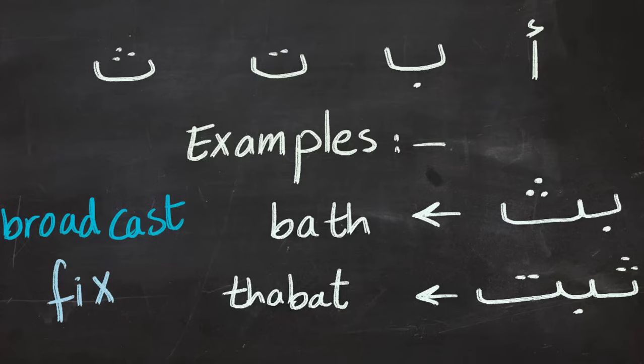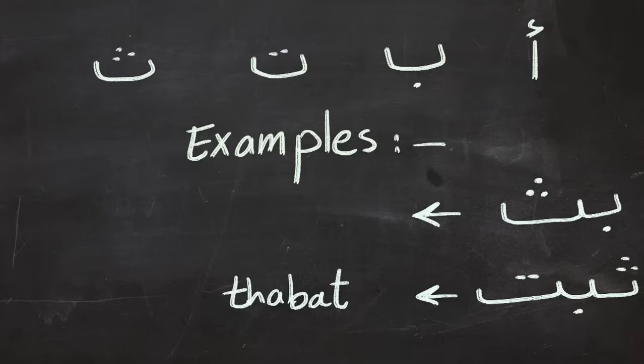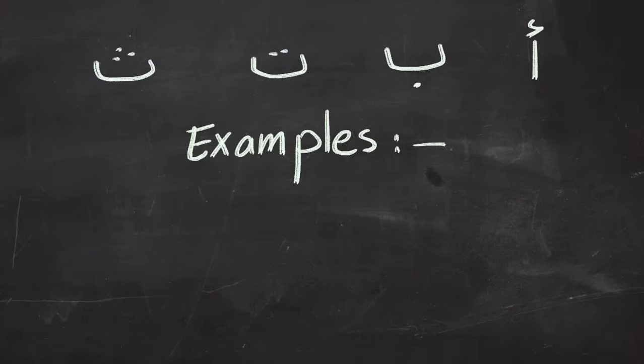So, thabat. Thabat. Did you get it right? Let's see. Thabat means fix or fixed. So the first group of letters, the first 4 letters, are now done.